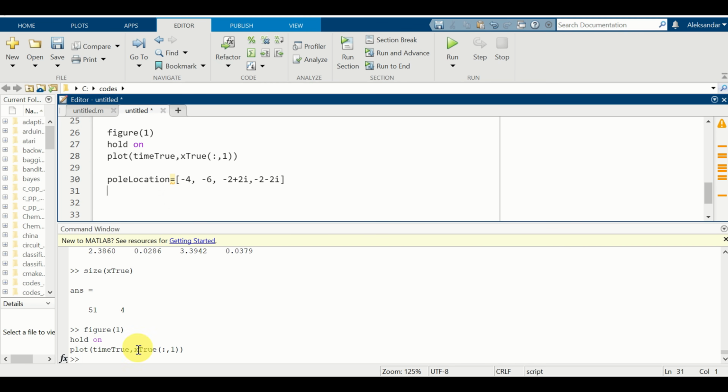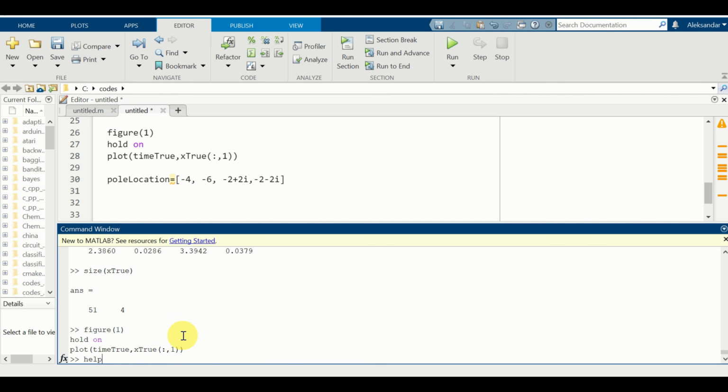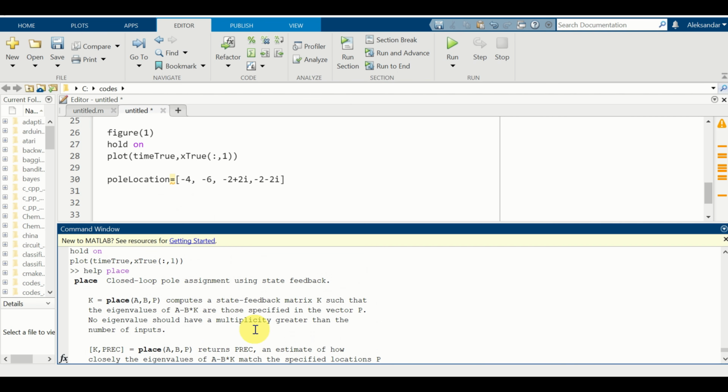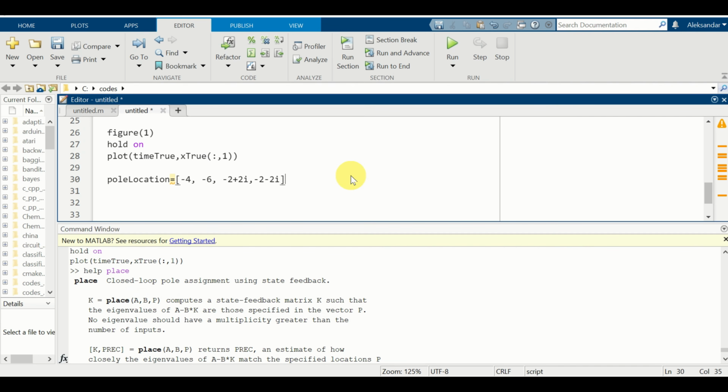For that purpose, we will be using the function place. So type place over here and inform yourself about the place command or place function. It's written over here. Place computes a state feedback matrix K such that the eigenvalues of A minus BK are those specified in the vector P. So the inputs are the matrix A, the matrix B, and this vector P that denotes the locations of the desired closed loop poles. So let's use that function.